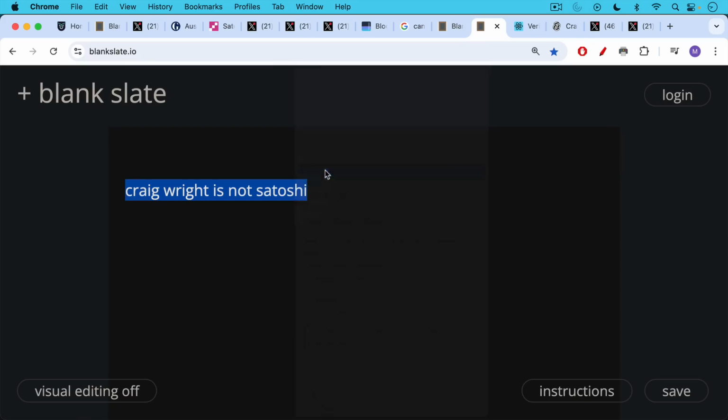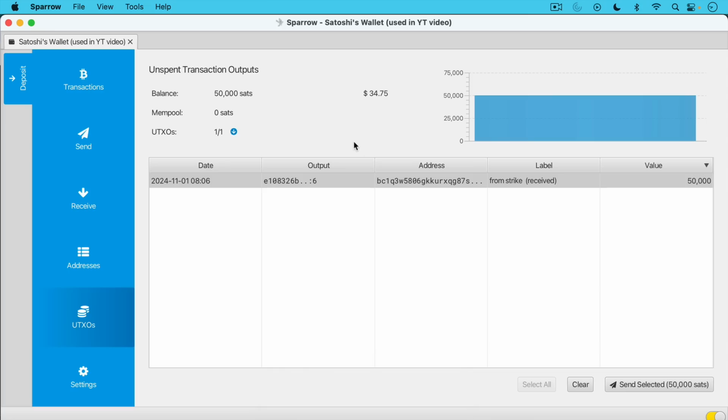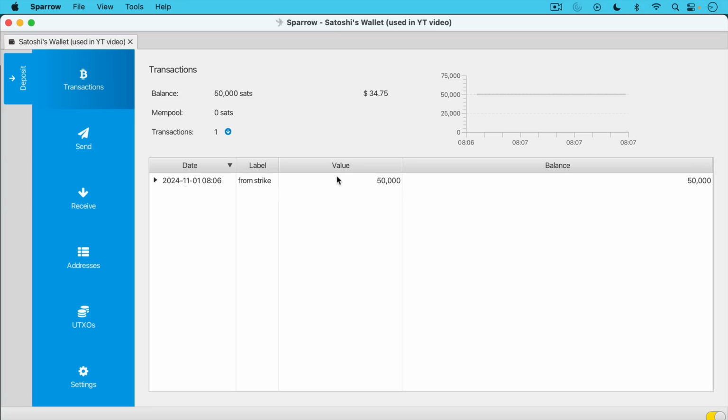Let me just copy this phrase. Craig Wright is not Satoshi. Then we're going to go into the Sparrow wallet here where I have 50,000 sats sitting at an address.